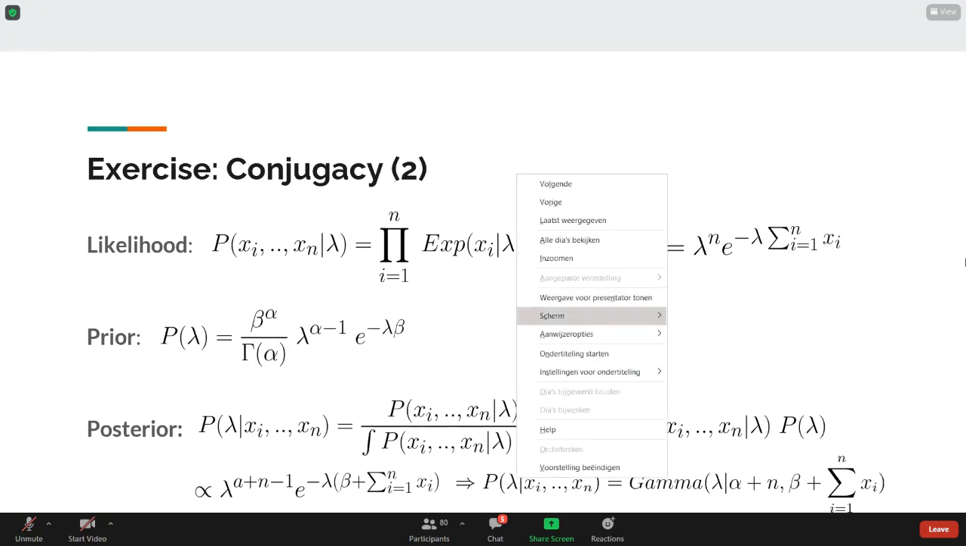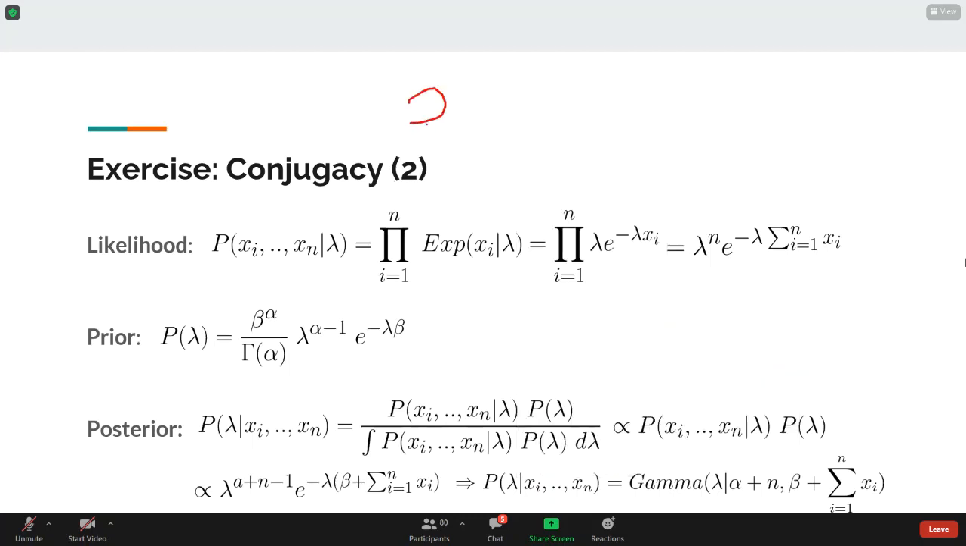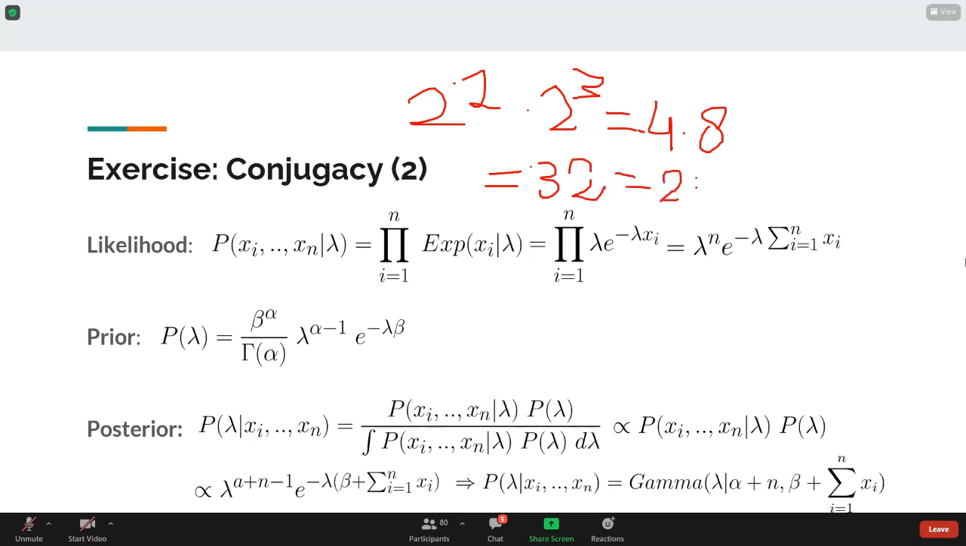So if we have, for example, 2 to the power of 2 times 2 to the power of 3, which is 4 times 8, which is 32, which is 2 times 2, which is 4 times 2, which is 8 times 2, which is 16 times 2, which is 32. Which is 2 to the power of 5, which is 3 plus 2.